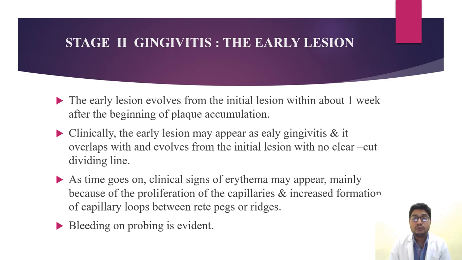So coming to stage 2, that is the early lesion. The early lesion evolves from the initial lesion within about 1 week after the beginning of plaque accumulation. Clinically, the early lesion may appear as early gingivitis and it overlaps and evolves from the initial lesion with no clear-cut dividing line. As time goes, the clinical signs of erythema may appear, mainly because of proliferation of the capillaries and increased formation of capillary loops between the rete ridges. Bleeding on probing is evident in the early lesion.